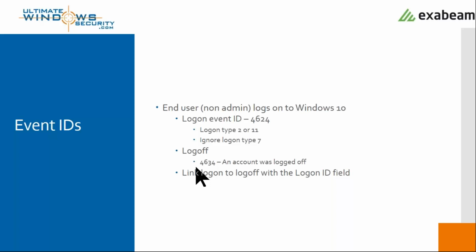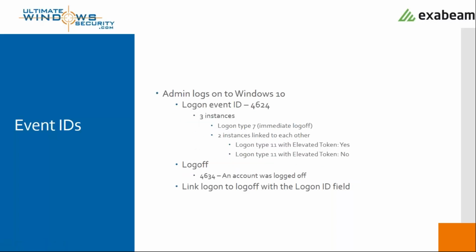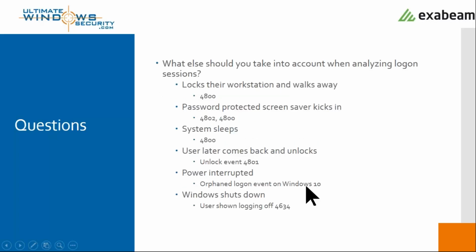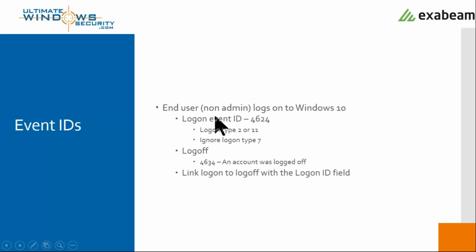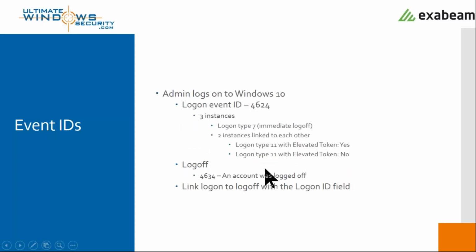Okay, now that's the basic scenario. Let's talk about what events. Let's skip the next slide for a second. I want to come back to admin logons, but let's just say we're still talking about an end user who's not an admin on their workstation. They log on, so we get a 4624 of either type 2 or type 11.